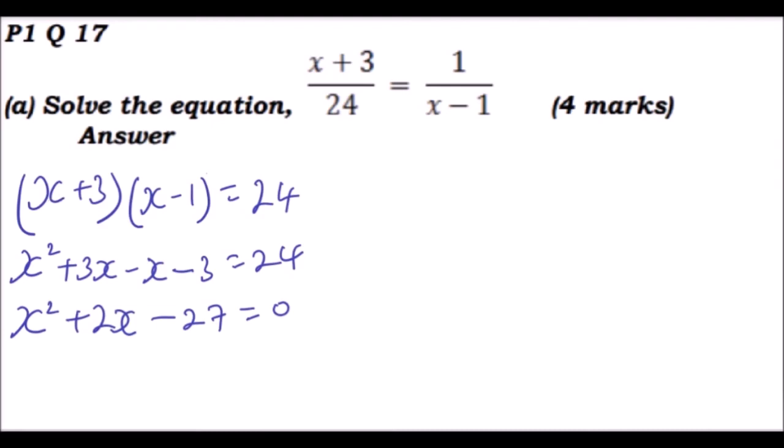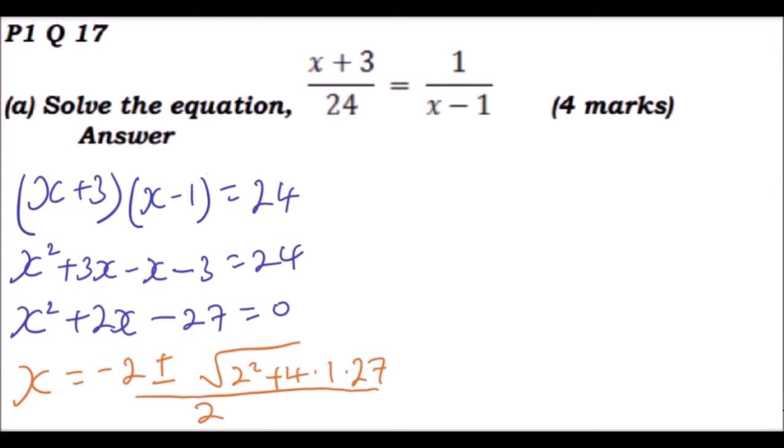If we try to solve this using the factor method, it's not possible because we can't get two numbers such that when you add them you get 2, and when you multiply them you get minus 27. So we are going to use the formula x is equal to minus 2 plus or minus the square root of 2 squared minus 4, where a is 1 and c is minus 27. So we put 27 and we change this to positive. All this is divided by 2 times 1, which is 2.